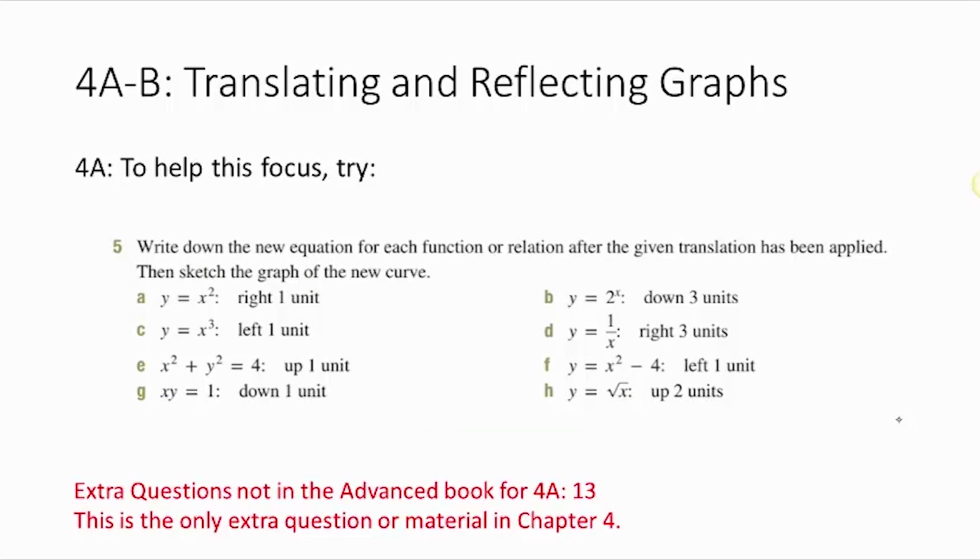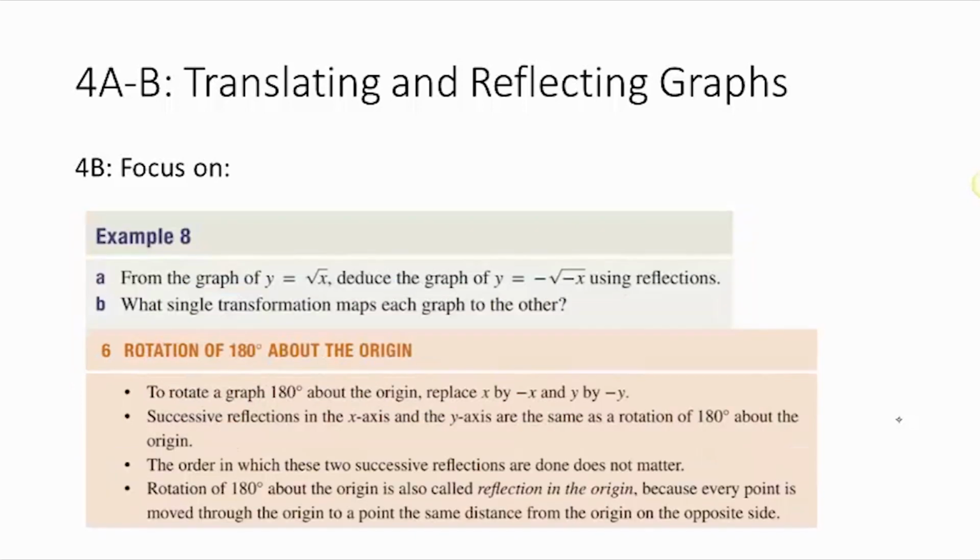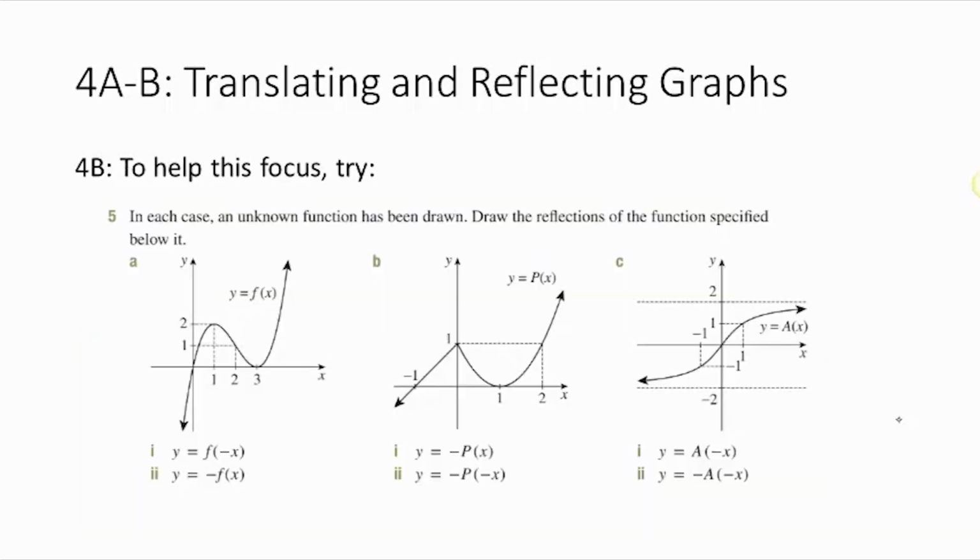The only extra question in the Extension 1 book from the Advanced book is question 13 in 4A. That is it. So all of this is stuff that is covered also in the Advanced book and by advanced students. Go over the reflection in the y-axis and the x-axis and how that changes the algebra of the function. And this idea of the rotation of 180 degrees around the origin, replacing x by minus x and y by minus y, and that's what happens overall. And here are some nice questions on that.